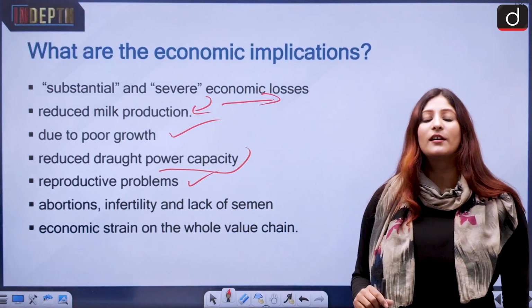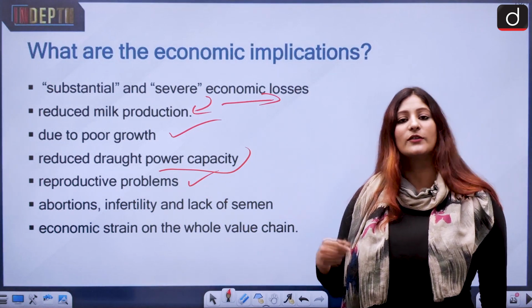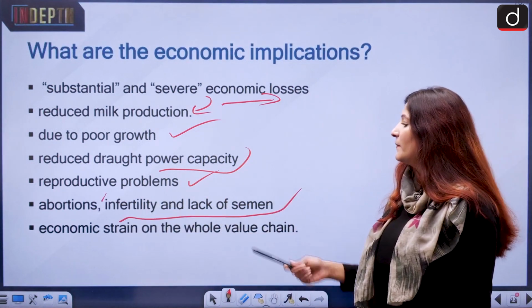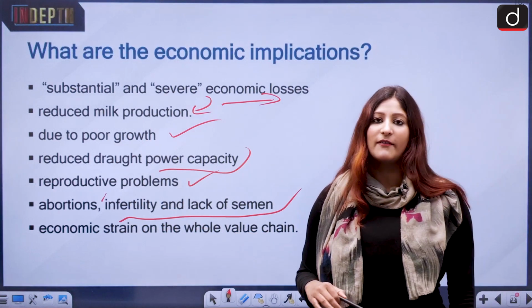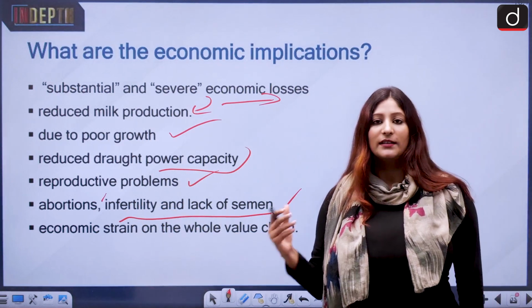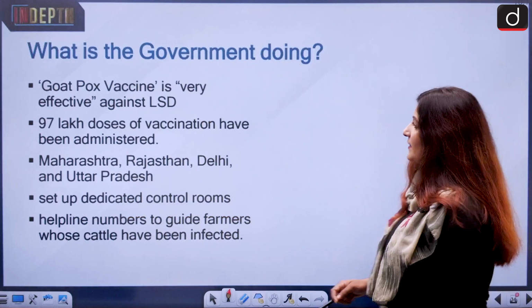Reproductive problems can occur. Artificial insemination can also lead to lumpy skin disease infection, so that is also off the charts. Abortions, infertility and lack of semen, economic strain on the whole supply value chain. Right now, Amul has said that it won't cause a problem. They're still in the process of strengthening the supply chain and vaccinating.